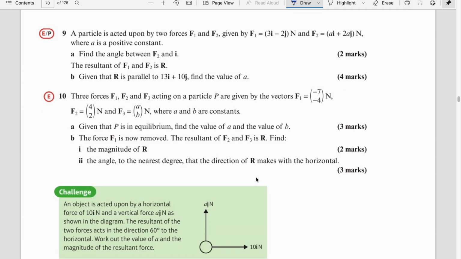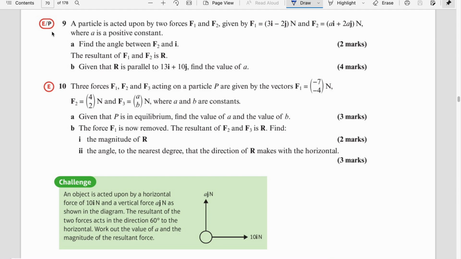Okay, these are the exam style questions. Question 9. A particle is acted upon by forces F1 and F2, and the forces are given. F1 is given, F2 is given, where A is a positive constant. Find the angle between F2 and i. i is purely in the x direction. So in the x direction, that is i, and F2.